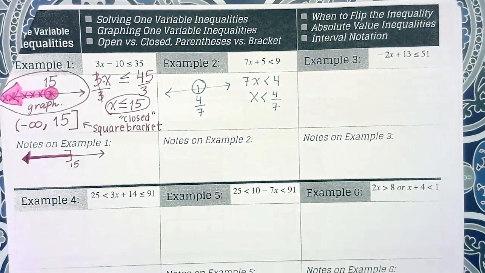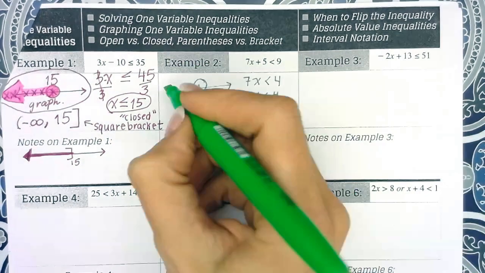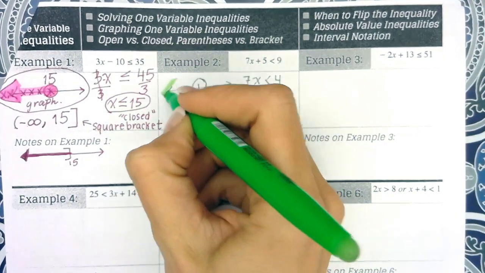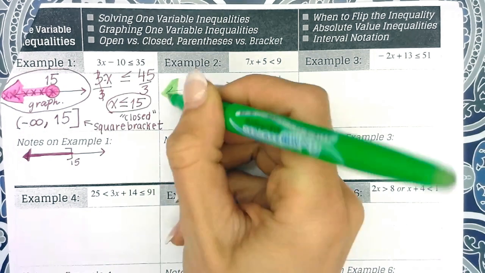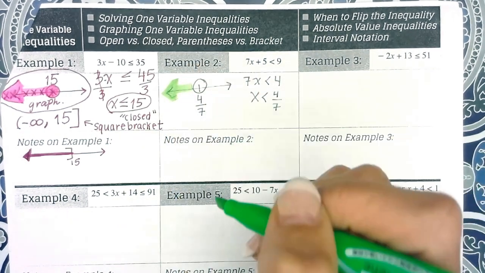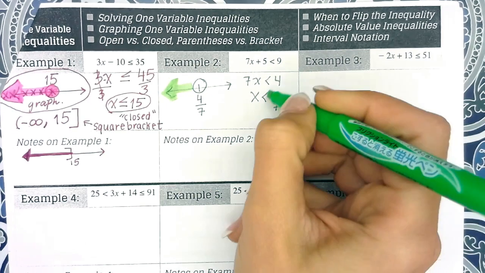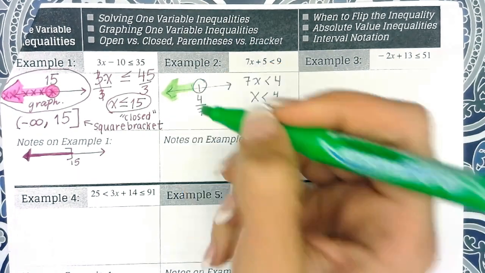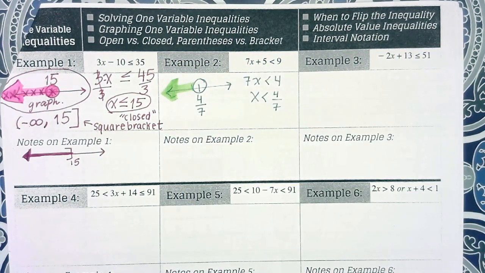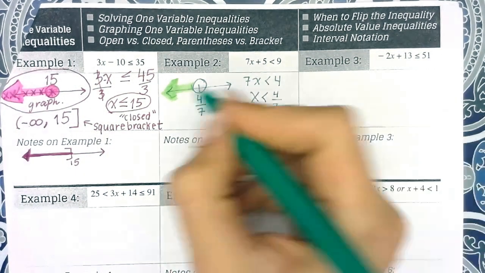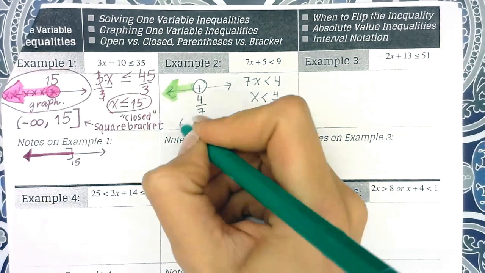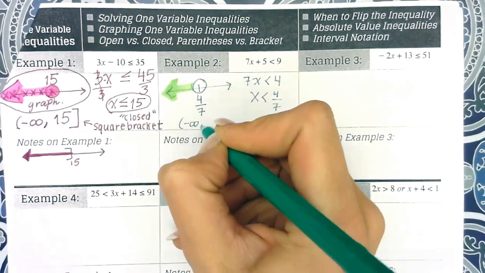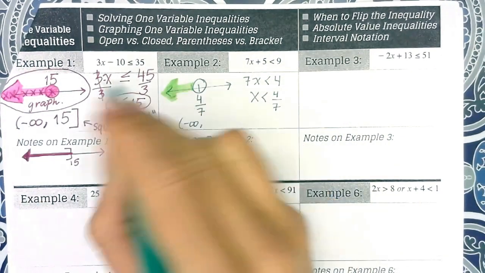Which way am I shading? X is less than 4 over 7, so again, I'm still going this way. Okay, now it's not or equal to, so I will not color that circle in, okay? So what are we gonna do? Let's see. Interval notation, I'm still coming from negative infinity. Same idea as that one, okay?